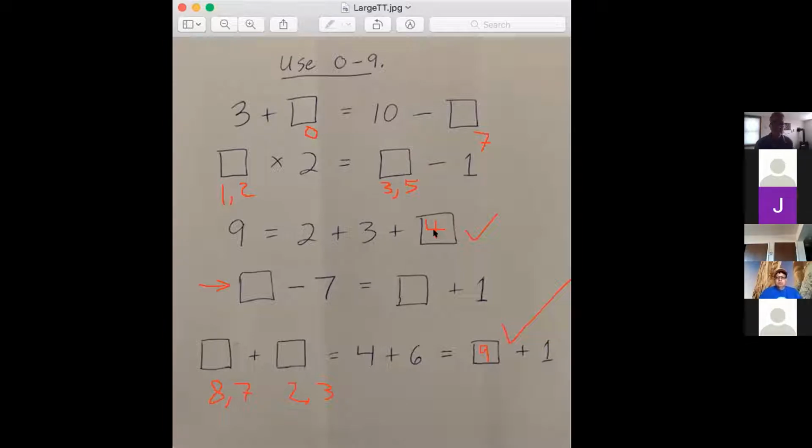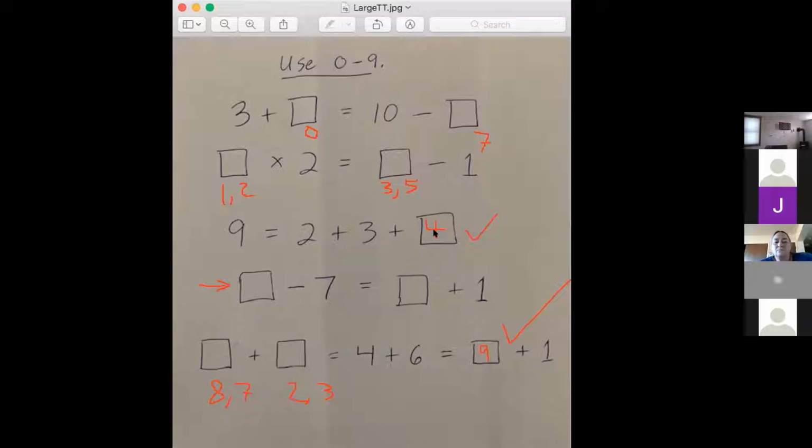Also, can somebody explain why this 4 has to be a 4? That's the only number that will, if you add up the equation 2 plus 3 plus 4, that's the only number that will equal 9. So you need to get an equivalent number on both sides to make the equation true.